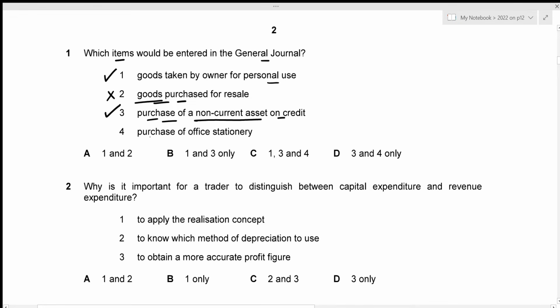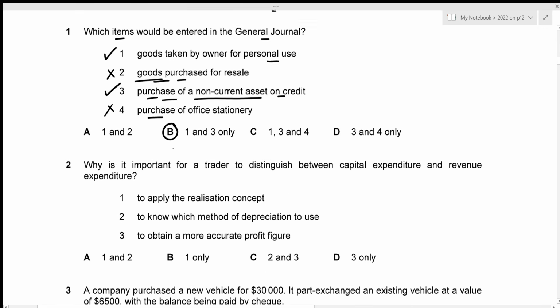So we would be including the third item as well. And the fourth one is purchase of office stationery. We do not normally categorize office stationery as a non-current asset, which means that this should be included in our purchases journal. So this would not be entered in the general journal. We will be excluding this item. So the items that will be entering in the general journal is 1 and 3, which is given in option B. So that will be our correct answer. Now we can move towards question number 2.